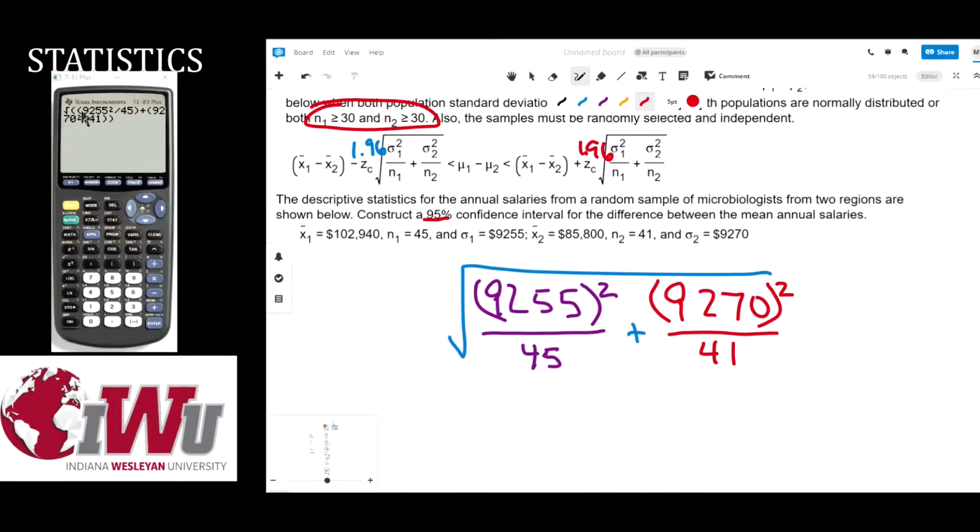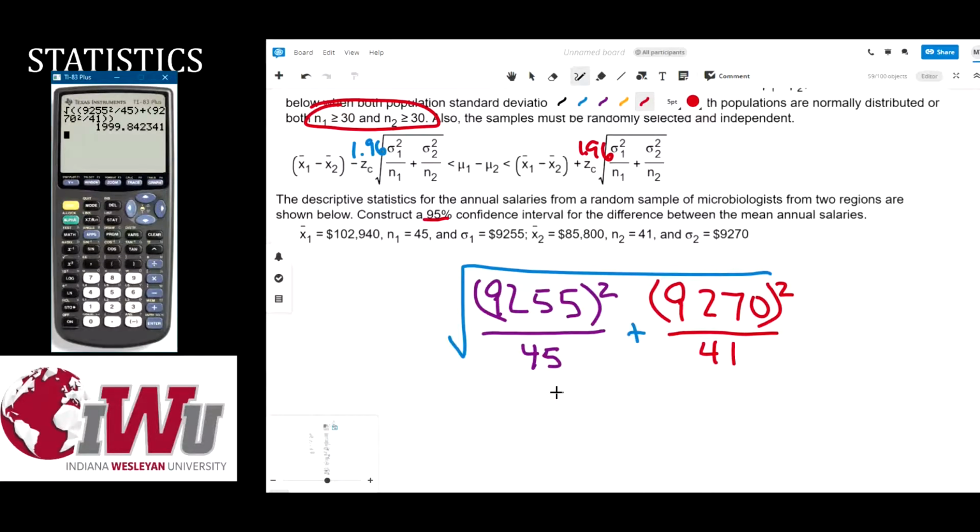Okay, so here in the calculator I inputted what's in here. We got the square root of 9255 squared divided by 45 plus 9270 squared divided by 41. Got my grouping symbols in there. Enter. There we go. So now that's this portion, the part that's in the square root. So let's write that down there.